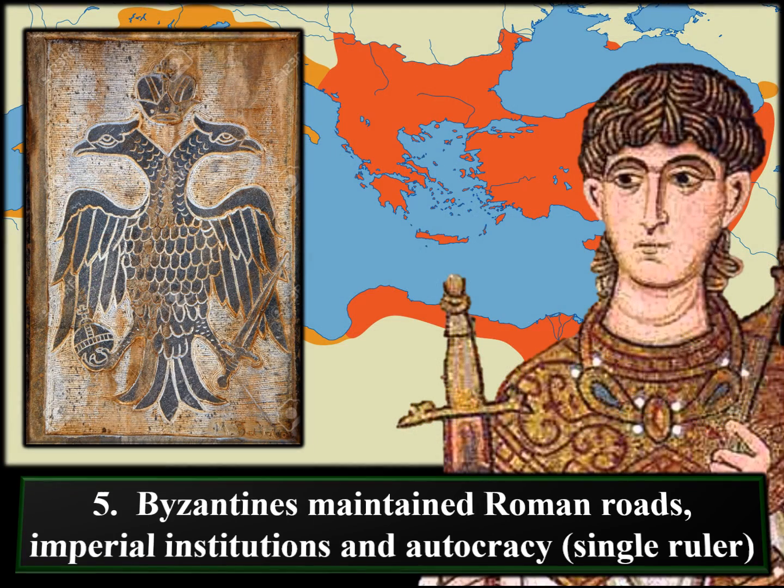The Byzantines maintained the Roman roads, since they were officially Romans, the eastern half of the Roman Empire that survived. They also maintained the imperial institutions as well as the autocracy, the idea of a single ruler governing all. The double-headed eagle, as you see here, is the crest of the Byzantine Empire.